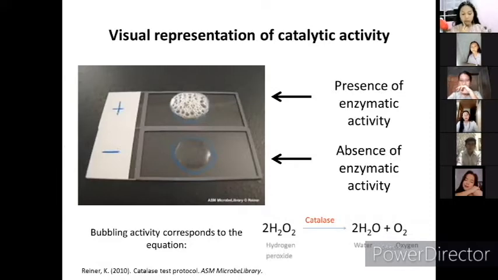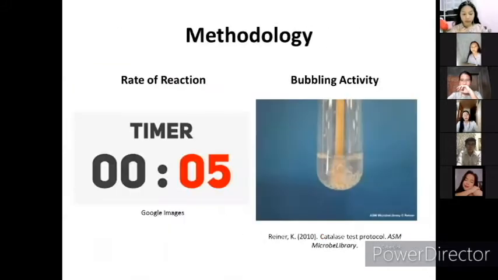For the rate of reaction, we just use a timer. We timed, or we recorded, the time of reaction when it started to bubble. In our method, we use hydrogen peroxide as a substrate, which means it is what will react with the enzyme, which is the catalase. So we timed it. Then the first bubble that we saw is when the bubbling activity started. We observe how fast or slow the bubbling activity is.